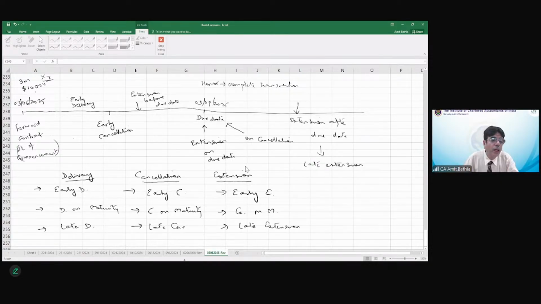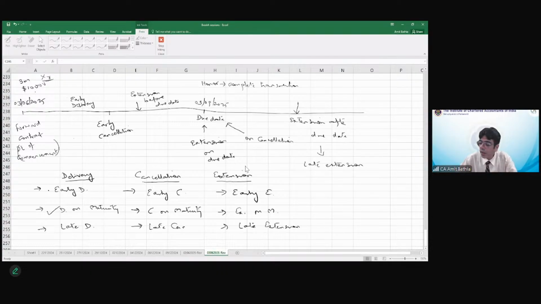Okay. All right. Now, first and foremost, what is the easier and the most efficient option? Delivery on maturity. If you deliver on maturity, the contract is automatically fulfilled. So that is the best way to go ahead. No problems whatsoever. Now, early delivery.